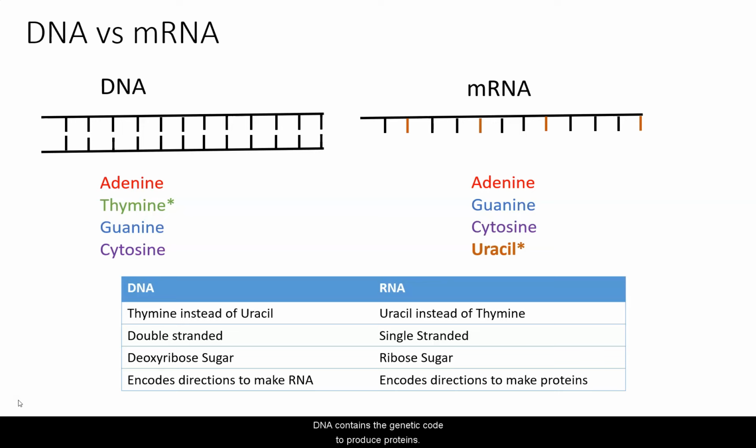DNA contains the genetic code to produce proteins. mRNA is produced from DNA and carries the genetic instructions to make these proteins in the cell. In short, the mRNA contains the message from DNA to produce these proteins. RNA does not affect the cell because it is produced by DNA.